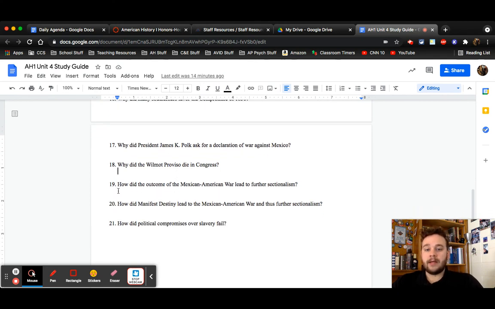How did the outcome of the Mexican-American War lead to further sectionalism? Because, remember, like I was talking about up here with number 17, this is new territory that's getting added into the Union, right? Eventually, it's going to get organized into states. Will those states be free states? Will they be slave states? Back and forth between the North and South. That's the common theme. 20, how did Manifest Destiny lead to the Mexican-American War and thus further sectionalism?